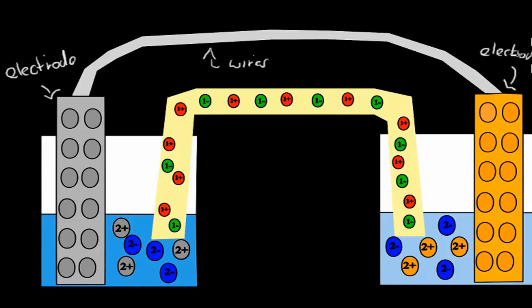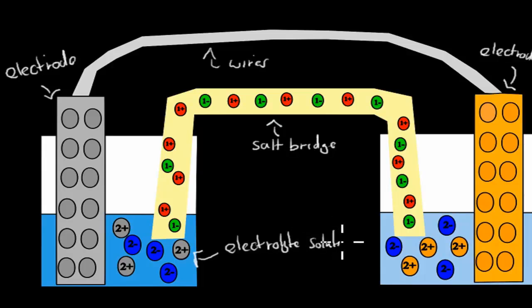We had our salt bridge, which is usually just paper sunk into some sort of salt. It can be sodium chloride, or a different type of salt. We have the electrolyte solution, and it's in both parts, so both the zinc electrode half cell and the copper half cell have electrolyte solution.